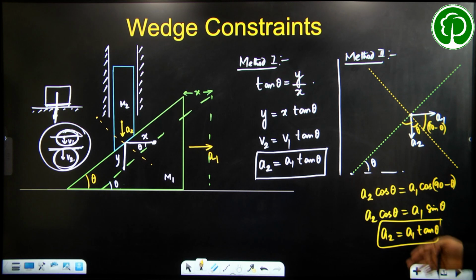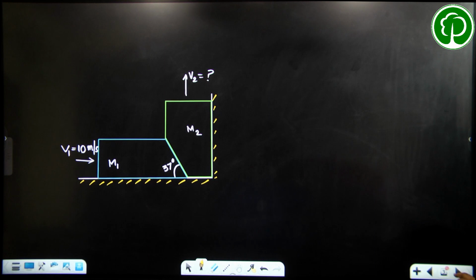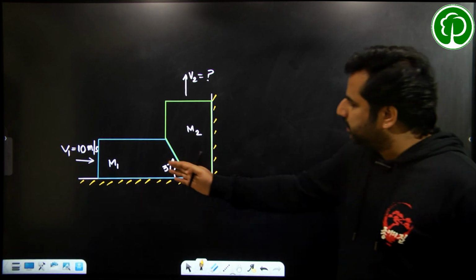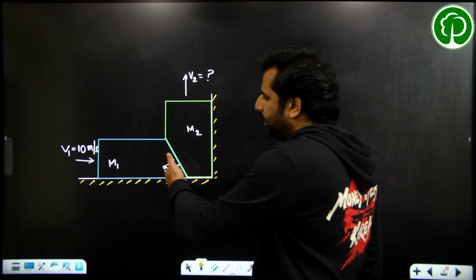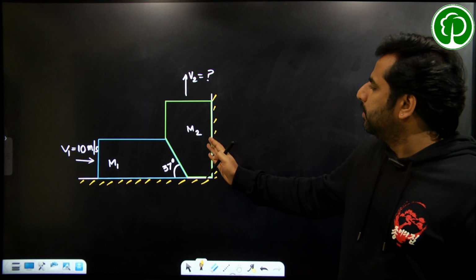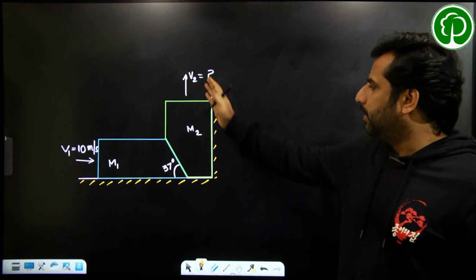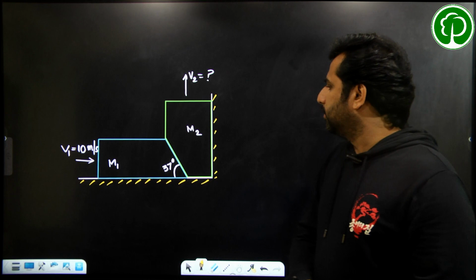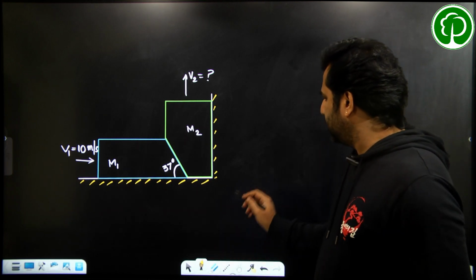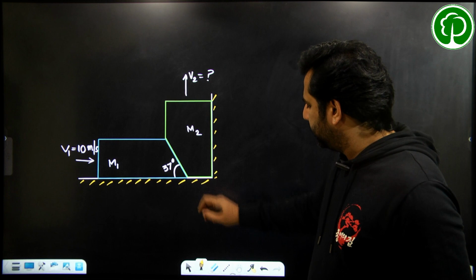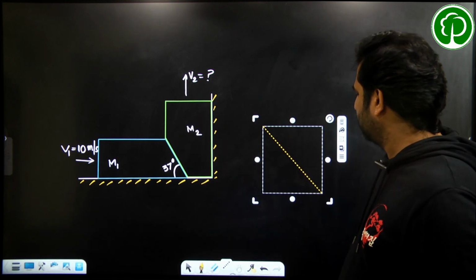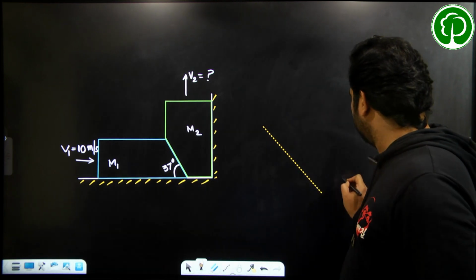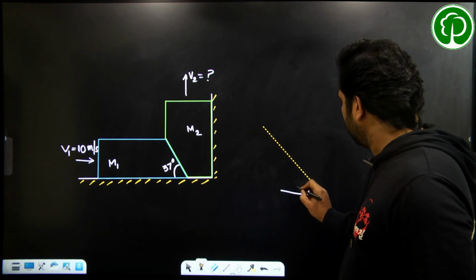I can take another example for applying the same wedge constraints equation. Say there are two blocks as shown in the figure, M1 and M2. Suppose the velocity of M1 is 10 meters per second towards the right. The question is to find the velocity of block M2. What is this V2? In this case, again, you can apply the wedge constraints. I'll represent the surfaces in contact with the dashed line, this one. This is making an angle of 37 degrees with the horizontal.